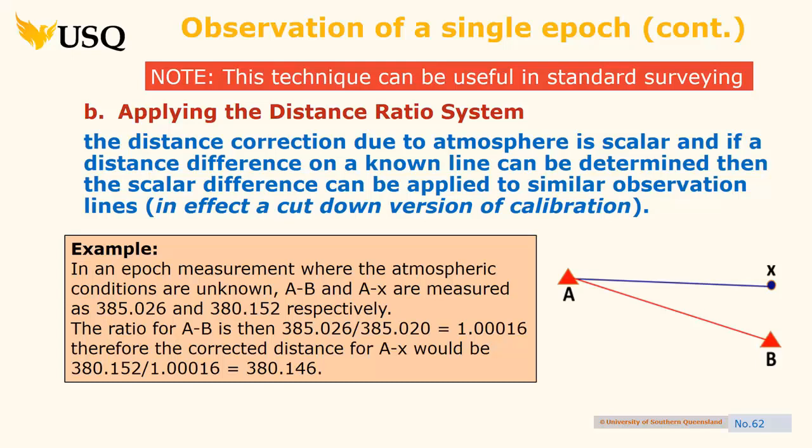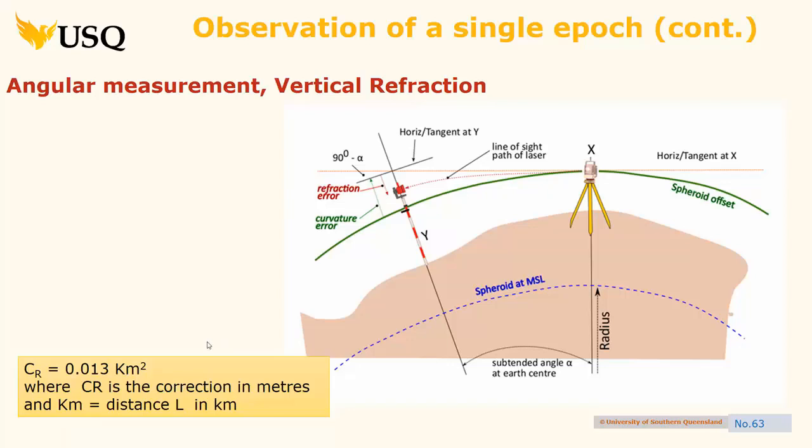If you're measuring across bitumen, very hot bitumen, right? And you think, I've got a control station back there. It's also got to go over bitumen, about the same amount of bitumen. If you've got no other way of working it out, you could actually do that. You could go, oh, well, I'll measure the back one and see what it changed, and then apply that ratio.